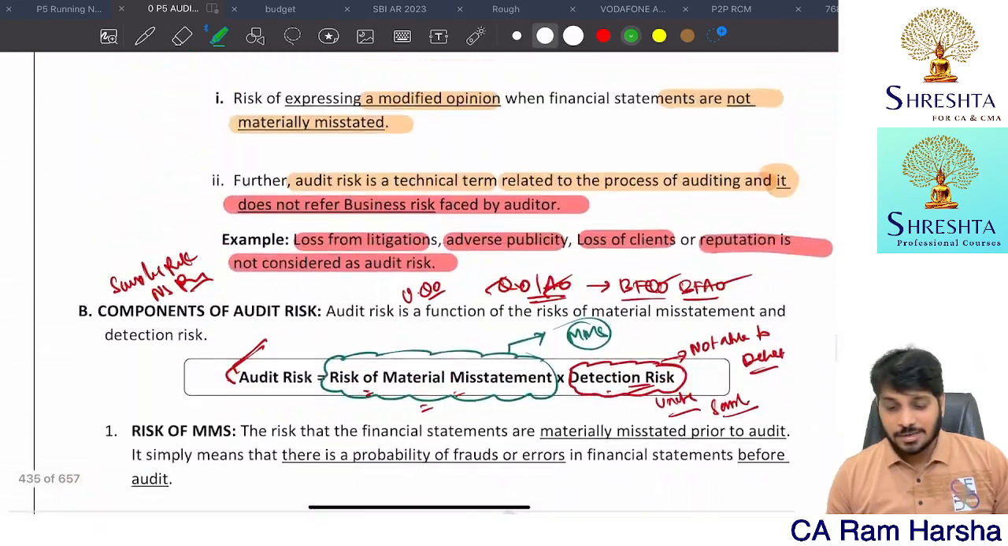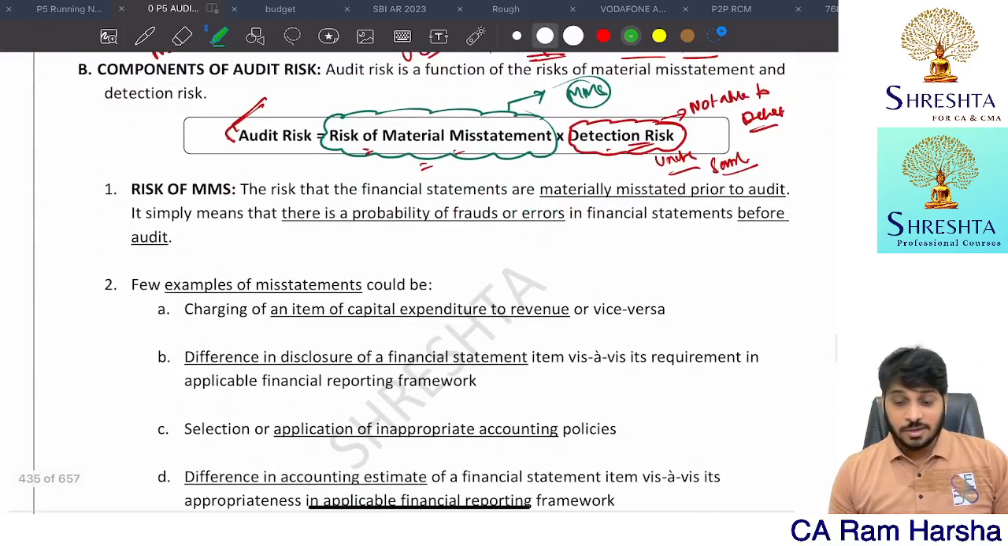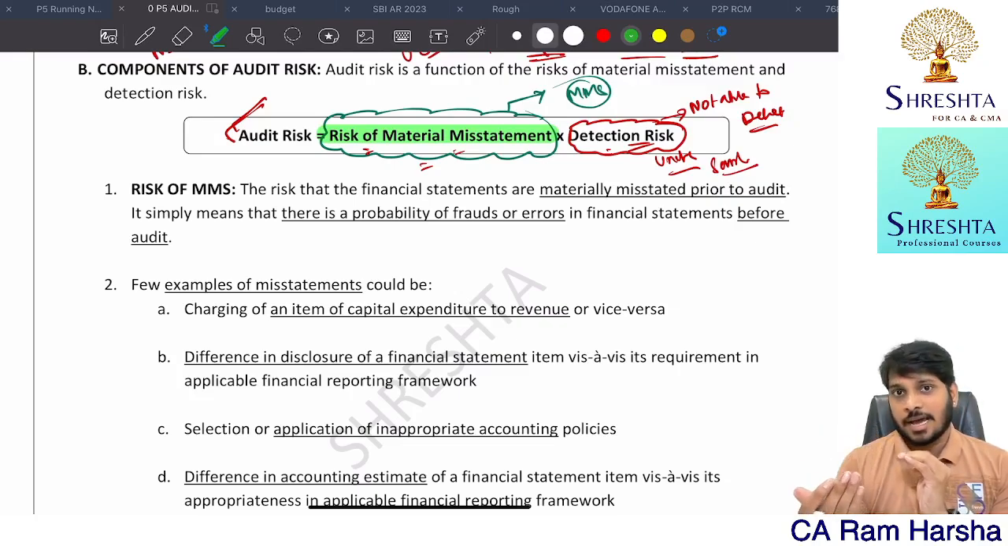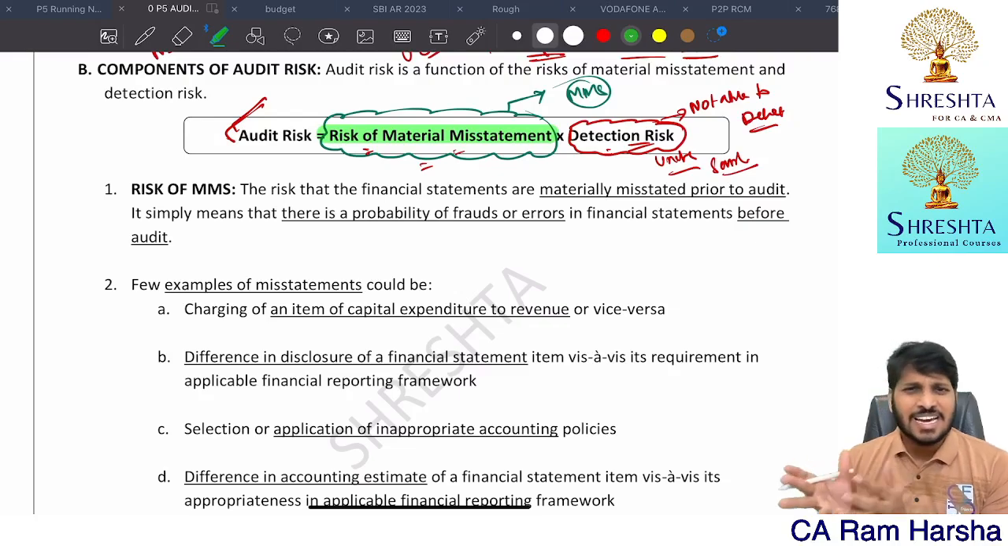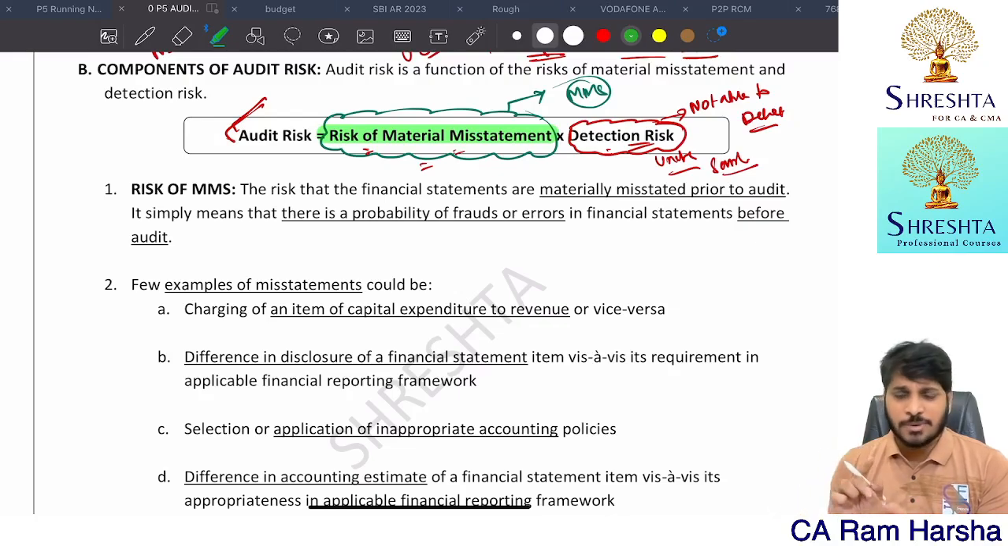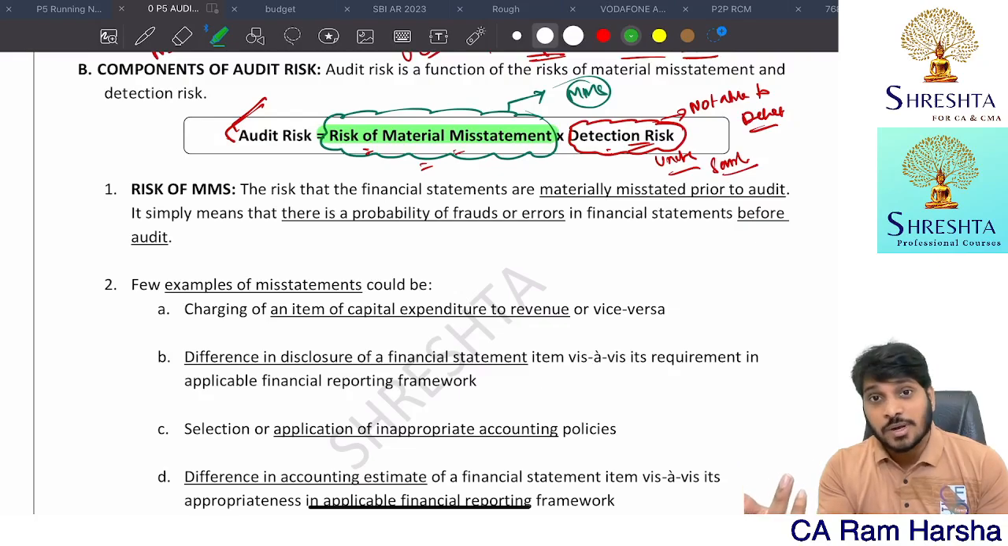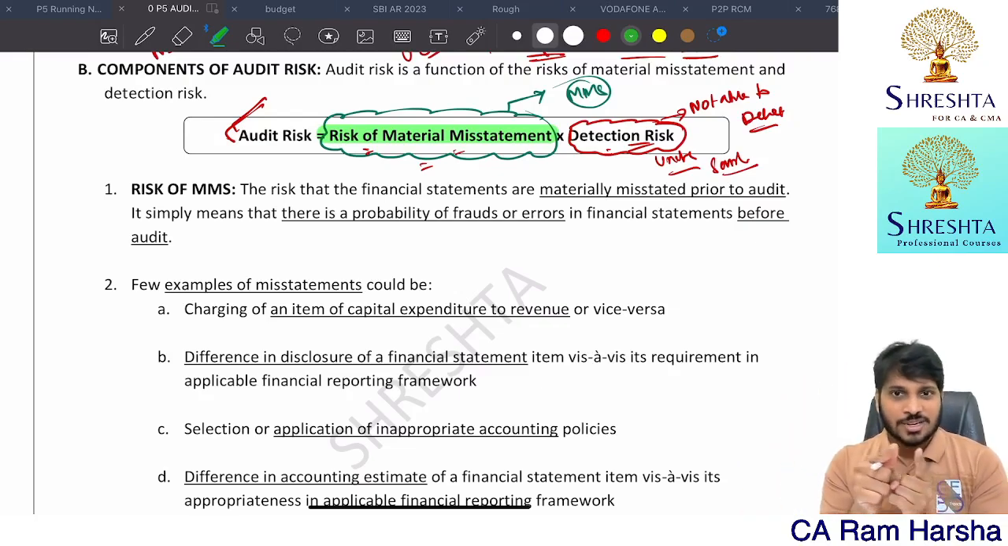Now, coming back, why is audit risk there? Because there is a risk of MMS. There is a possibility that material misstatements might happen. Why might mistakes happen? It's inherent. In financial statements there are so many risks because of which transactions, balances and disclosures are prone to material misstatement. What is the company doing? That's why they implemented controls. What if controls do not work? Then mistakes will happen. That's called risk of MMS.